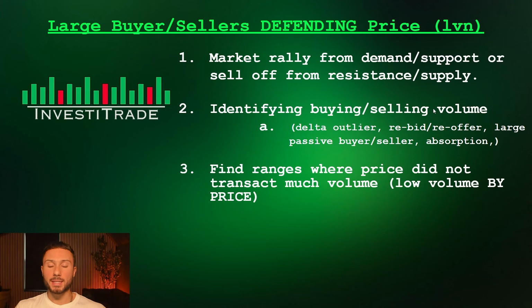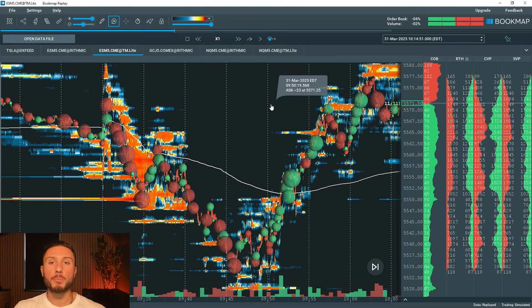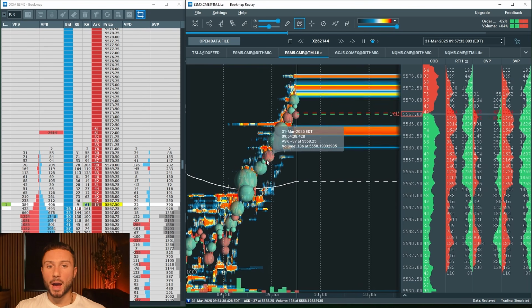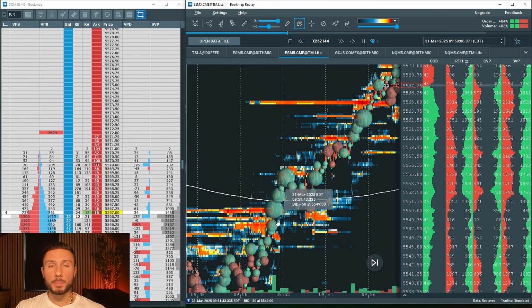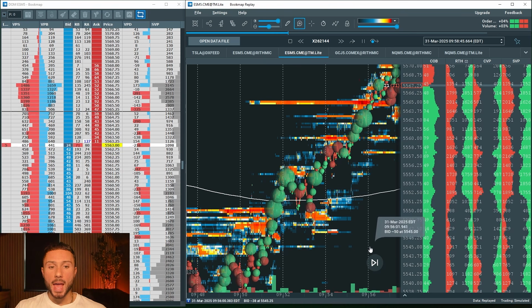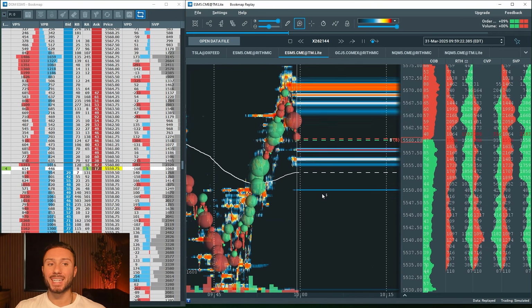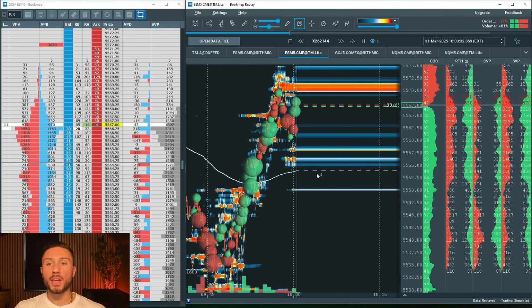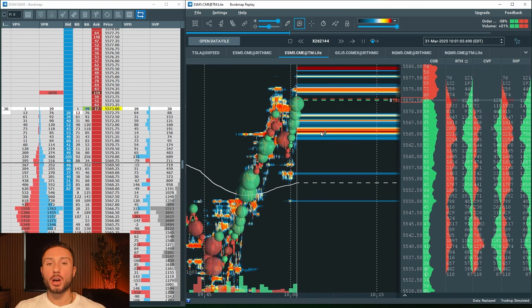Point number three is essential to this strategy because I'm looking for ranges or areas where the market did not transact much volume, and we can label this as low volume by price. This can be done off of a volume profile. Similarly, here's all of the green aggressive market buying coming in, denoted by all these large green bubbles. Now I'm looking for areas where the market did not spend much time or did not transact much volume, leaving on the profile these areas of low volume.